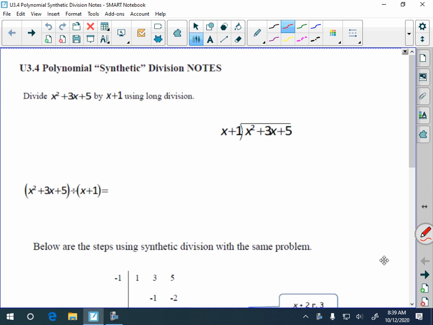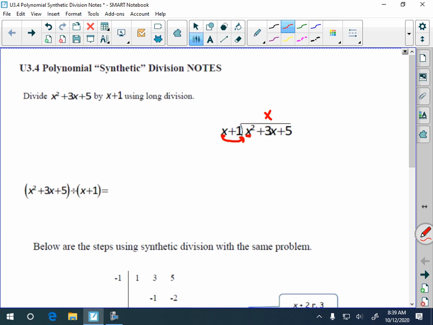But before we get into the synthetic steps, we're going to look at a problem and use long division first, and then we can see how we can manipulate it a little bit to use synthetic. All right, so if you remember when we did long division, we're looking at the x on the outside and the x squared on the inside, and asking ourselves, what do we have to multiply the x by to get x squared? So x times what is x squared? Well, it's x. Okay, so I'm going to put the x up on top.